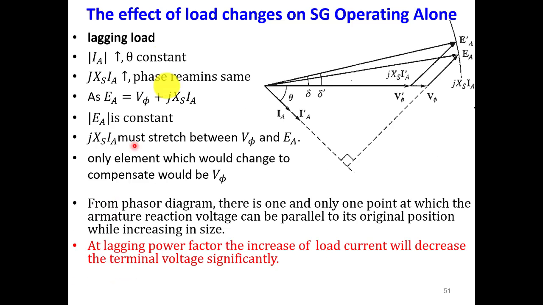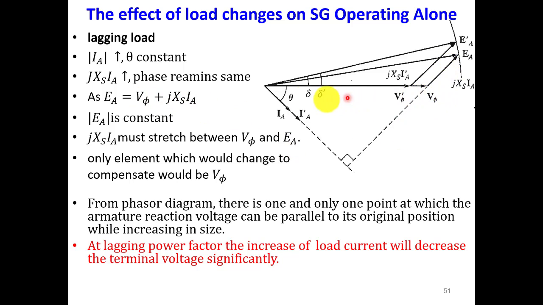So let's look at this. If we have a lagging load, what will happen? IA, the armature current, obviously will increase. That's the current we are obtaining from the stator of the synchronous generator. Because theta is constant and jXS IA is increasing, because IA is increasing, the phase remains the same. As EA is equal to V phase plus jXS IA, and EA is constant, jXS IA must stretch between V phase and EA.